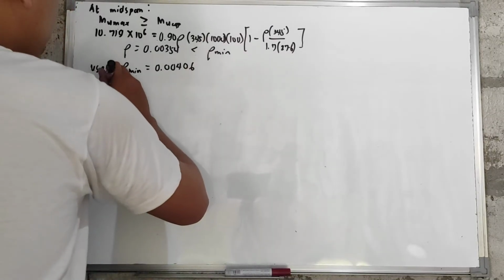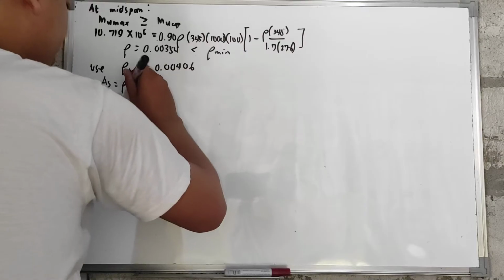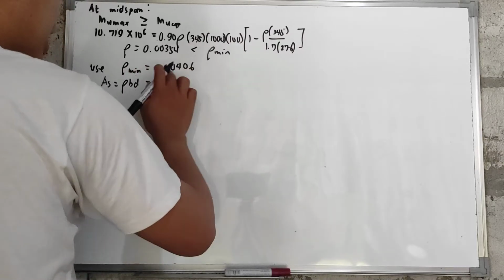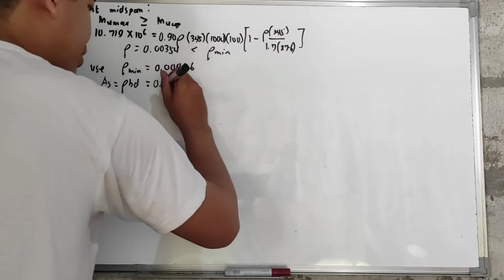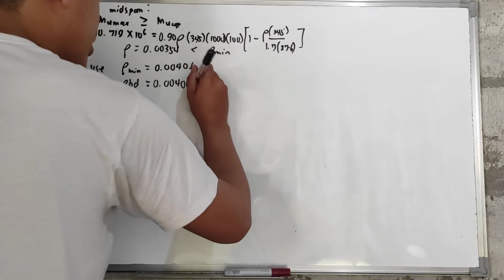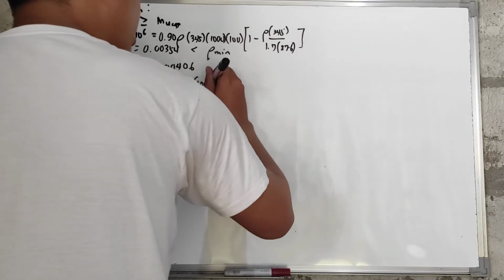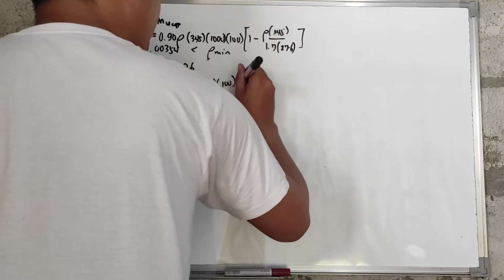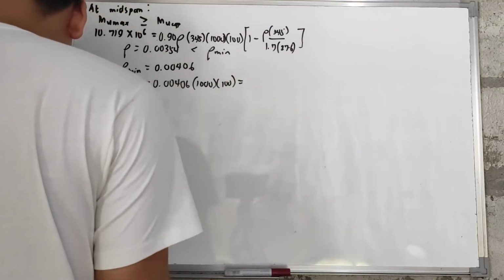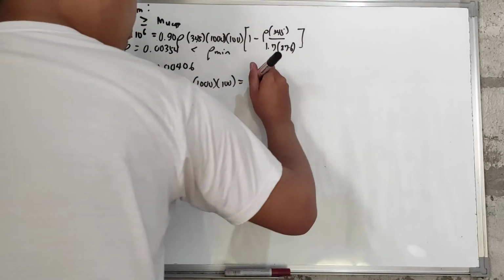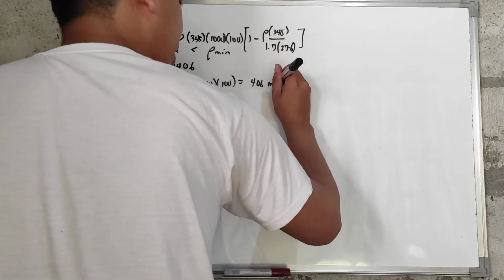So the value of your As is now equal to rho BD. Kaso nga lang yung rho natin, gagamitin natin is the minimum value multiplied by yung B natin na 1,000 multiplied by D na 100. So the value of your As is now equal to 406 mm squared.